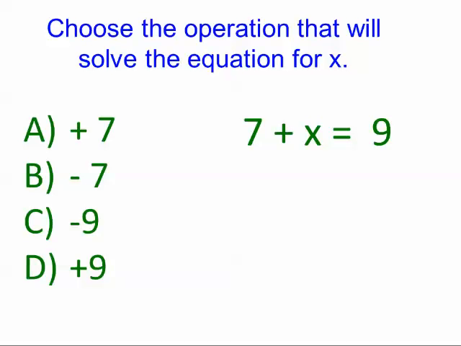So choose the operation that will solve for x. Again, I want to look at my equation carefully and I want to see what's happening to x right now. And I think I see a 7 in here that's being added to x. What would I do to solve it? I need to subtract 7 because the opposite, or the inverse, of adding 7 is subtracting 7.